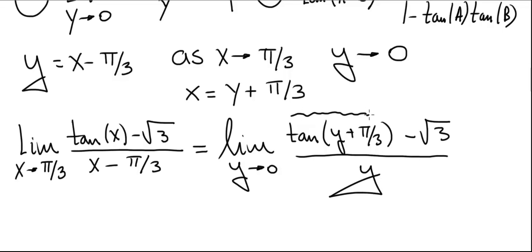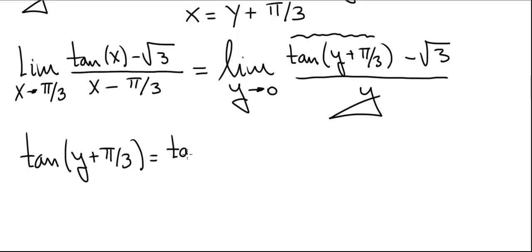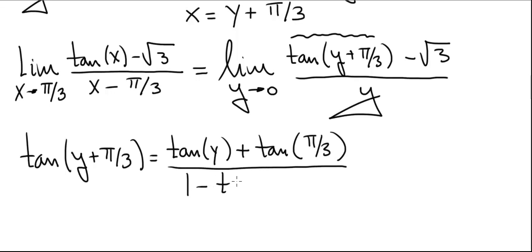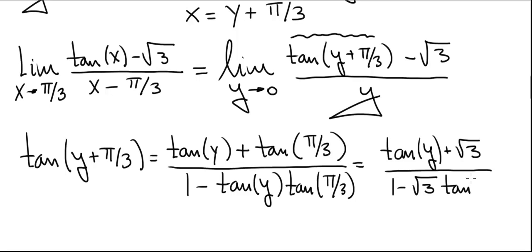Let's look at this part of the numerator, tangent of y plus pi over 3. We're going to use that trig identity to express it in terms of tangent y and tangent pi over 3. So tangent of y plus pi over 3 is equal to tangent of y plus tangent of pi over 3 divided by 1 minus tangent y times tangent of pi over 3. Now recall tangent of pi over 3 is square root of 3, so this is equal to tangent of y plus square root of 3 divided by 1 minus square root of 3 times tangent of y.